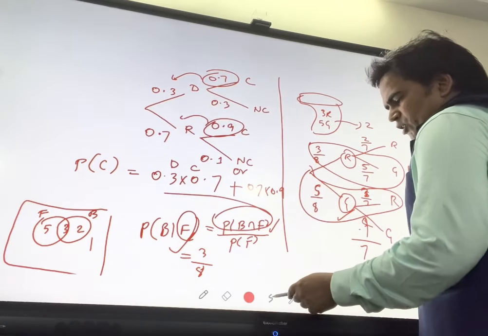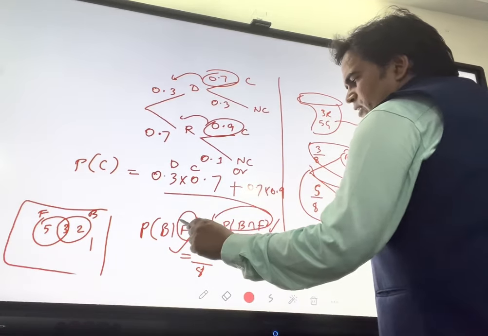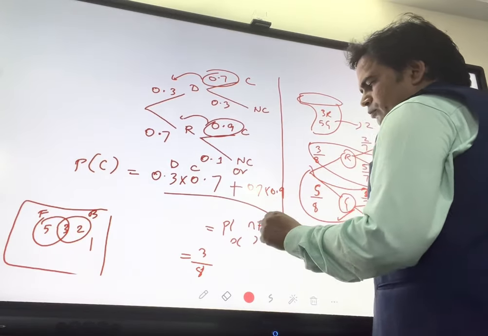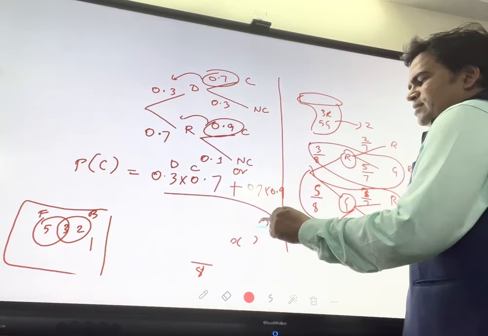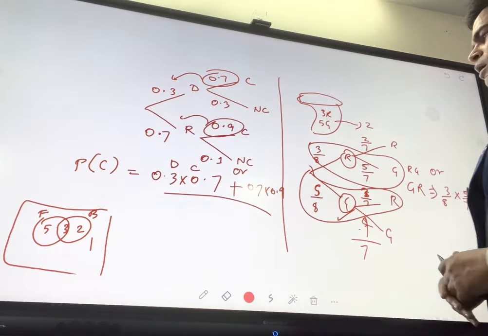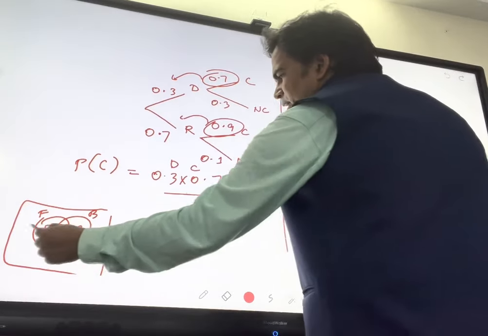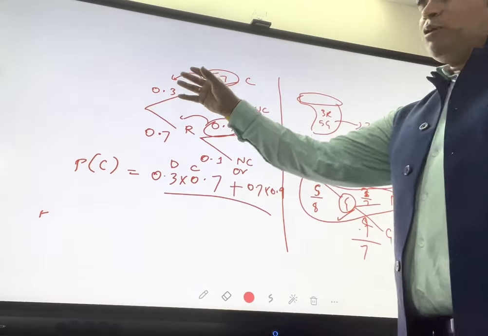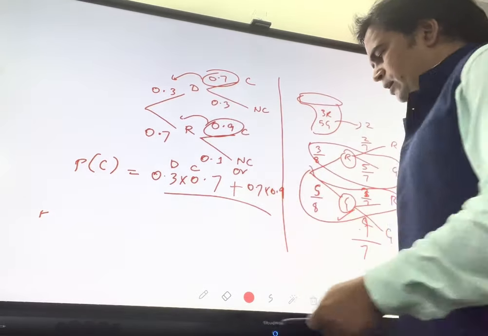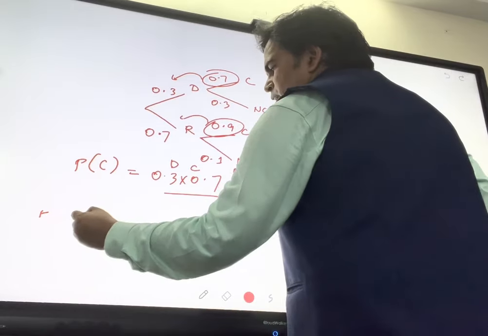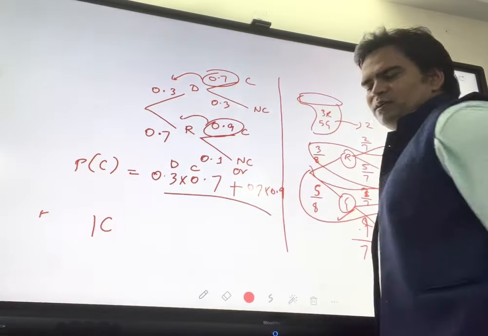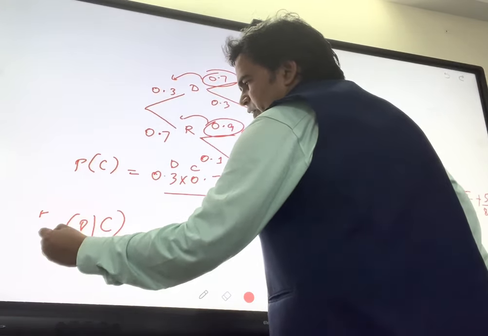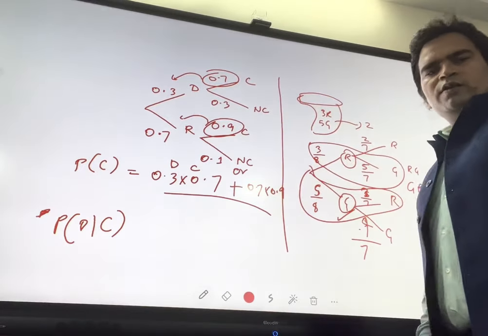I'm just going to go back to this question now. Let me first erase this part. Okay, now let us say I'm framing a question here. What's the probability of being a dry day, given that a person went for cycling? So given that a person went for cycling, what's the probability that it was a dry day? This is the probability that I'm looking for.